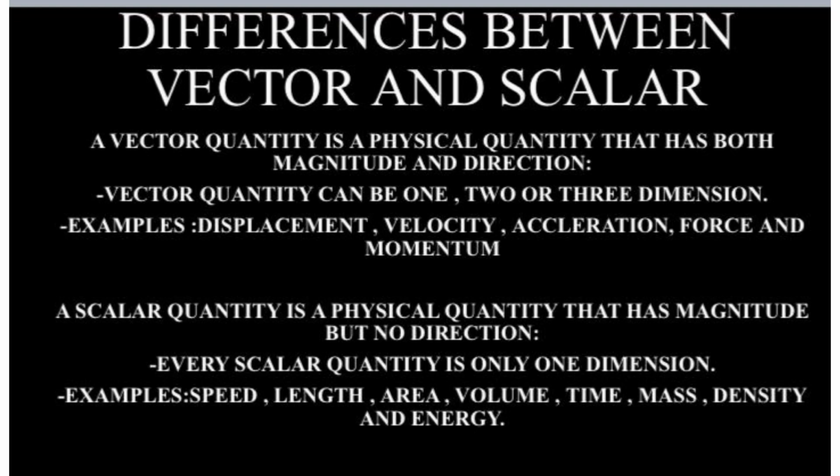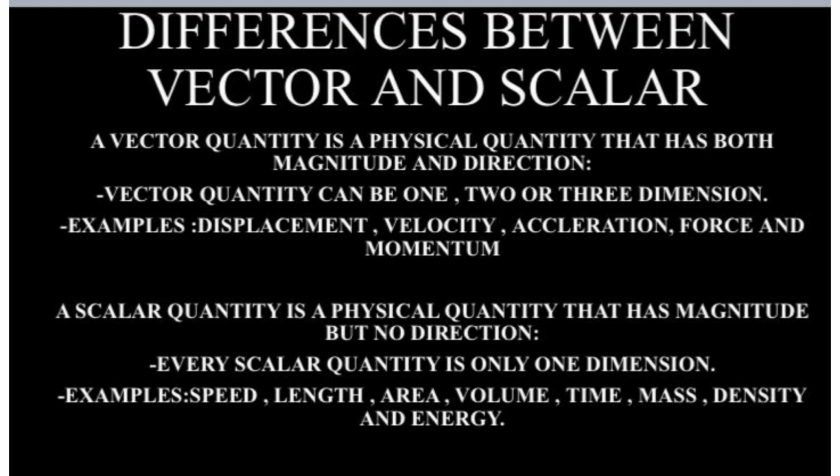I'm going to talk about the differences between vector and scalar. A vector quantity is a physical quantity that has both magnitude and direction. A vector quantity can be 1, 2 or 3 dimensional. Examples: displacement, velocity, acceleration, force and momentum.